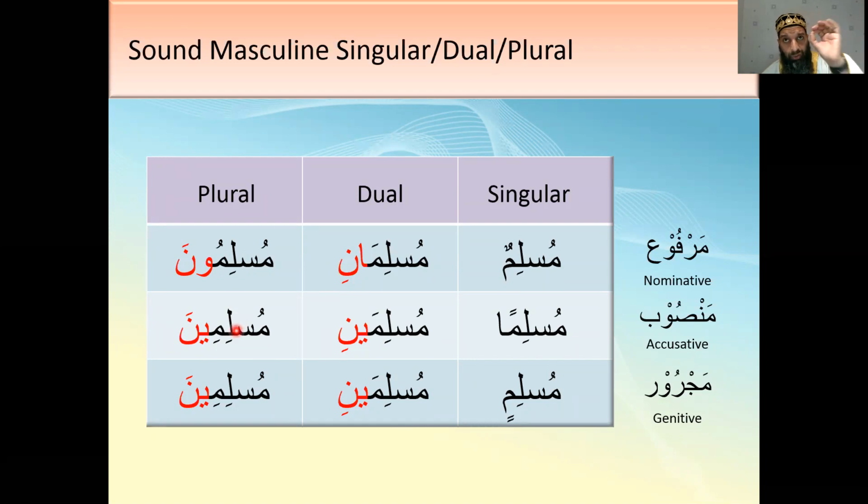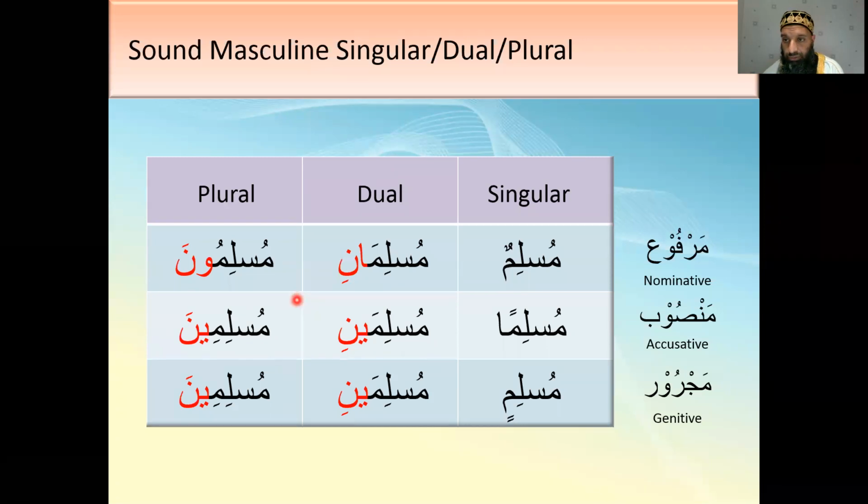Kafirina means many disbelievers. Zalim means oppressor. How do you say many oppressors? Zalimuna and zalimina, exactly. Hafidhun. How do you say many hafidhs? Hafidhuna, hafidhina.